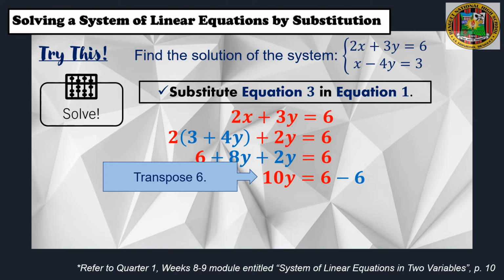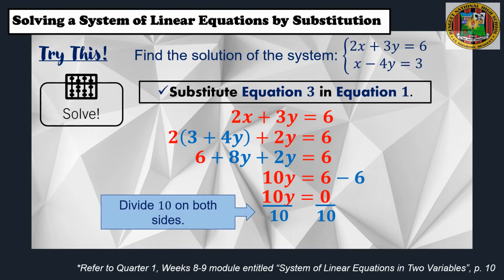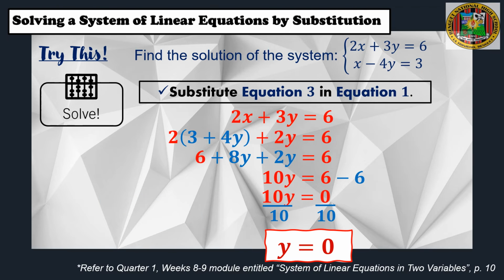This results to the expression 10y equal to 0. To eliminate 10 in 10y, we divide 10 on both sides of the equation. By dividing 0 by 10, we get the value of y, which is equal to 0.